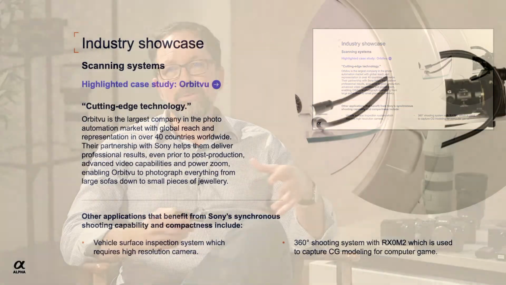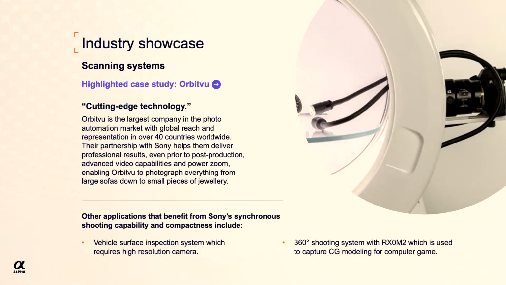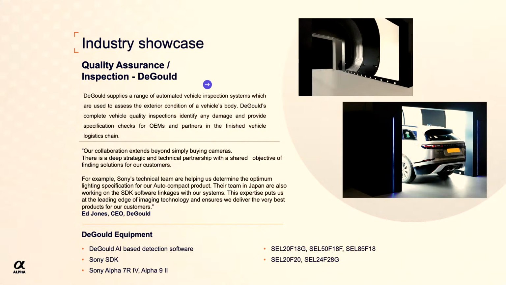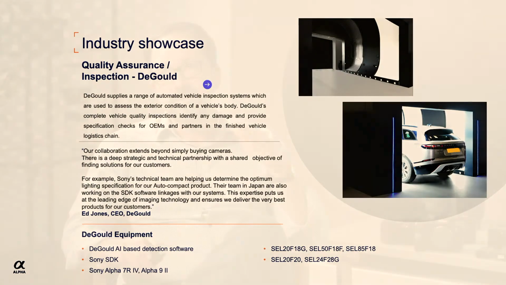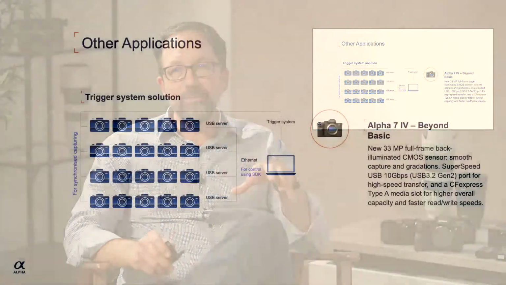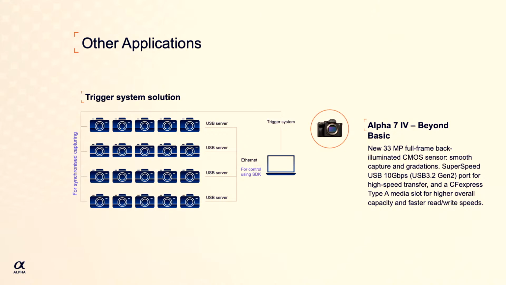This SDK also allows you to use it in several industries. So here's one example, a company called OrbitView, which provides a solution for automatic product photography. But not only this, another example is Ghoul, which has an automatic vehicle inspection system, meaning that they can take pictures of different vehicles and check if there is any issue with the exterior of the car. Another solution that you can use, of course, is the multiple triggering of cameras, which is great when you do, for example, matrix shots.